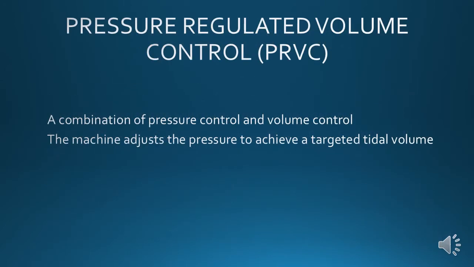Our next mode of ventilation is pressure regulated volume control, or PRVC. Now, this is kind of a combination of pressure control and volume control combined. And basically what's going to happen in this mode is the machine is going to adjust the pressures to achieve a certain targeted tidal volume. Sound confusing? It's not really that bad. Wait till we get through this and you'll understand.